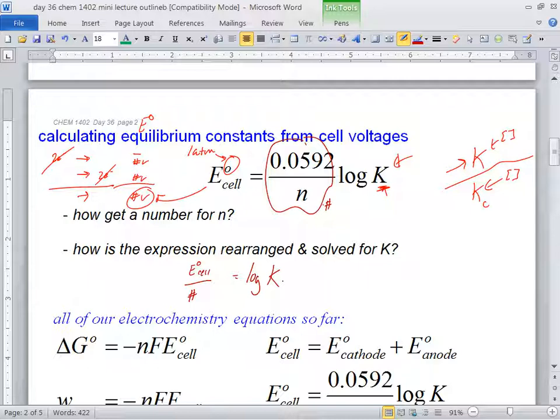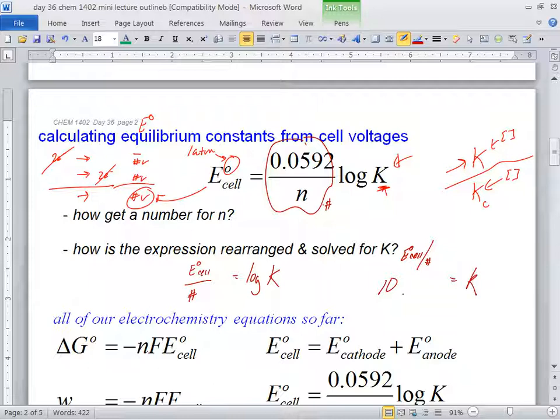Do you remember? I know we get the L in K. Yes, ln was little e. But this is log, so you have to raise both sides to the 10. Exactly. So you find the 10 to the x button. So raise both sides to the 10 power. So 10 to that E0 cell over Megan's number would be my K.